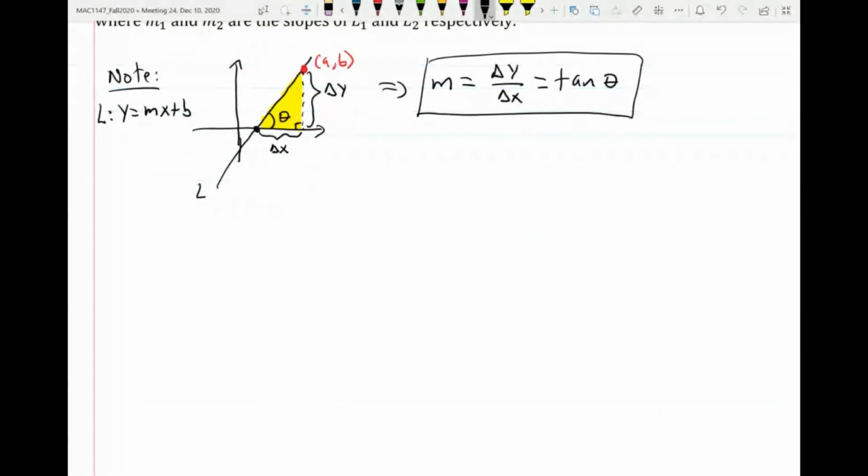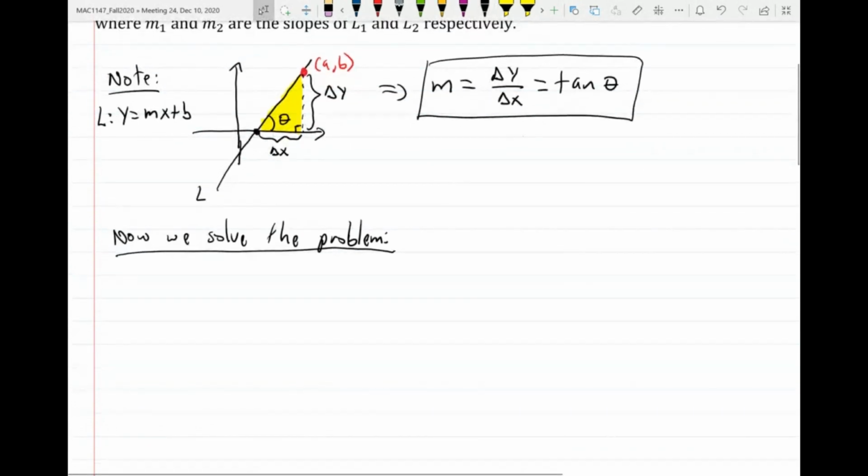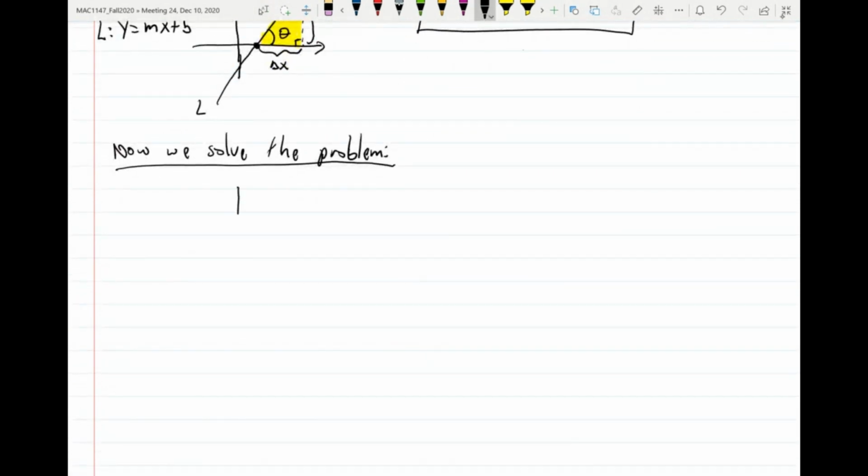All right, so solution. So now we solve the problem. So that's a very important fact, what we wrote there, that the slope of a line is given by the tangent of the angle that it makes with the x-axis, okay? With the positive direction of the x-axis. All right, so let's see.